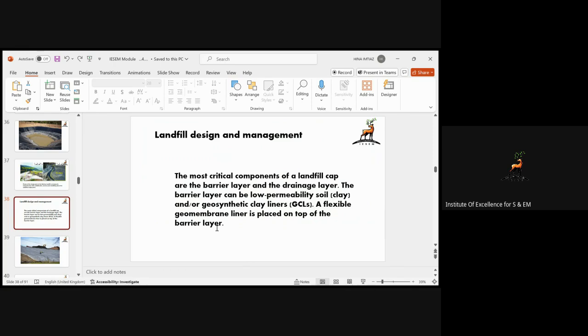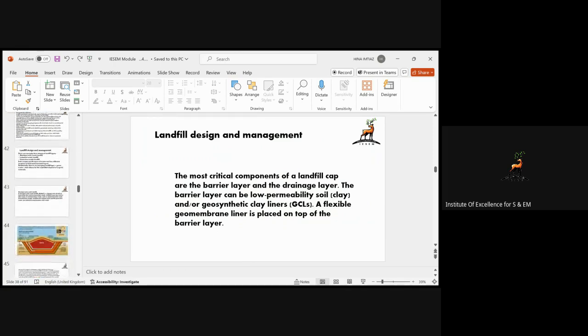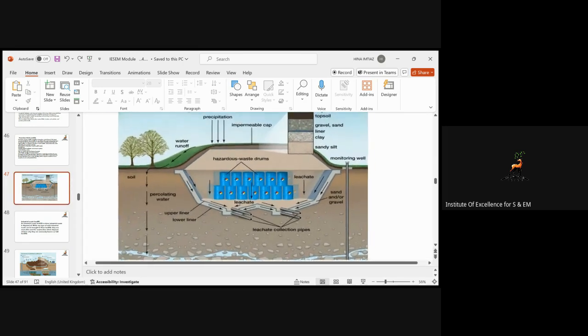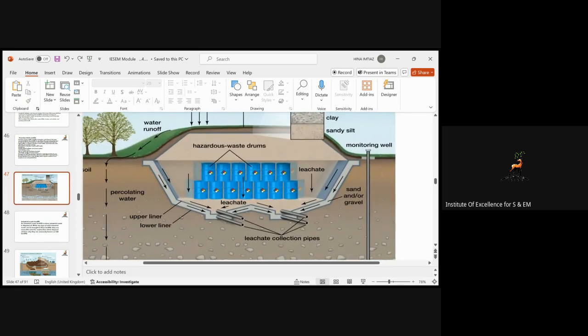The liner must be at the bottom of the landfill, and the capping must be at the top of the landfill. So a flexible geomembrane liner is placed on top of the barrier layers. Basically, if I show you this figure, you can see that they installed two liners in the hazardous waste dumping. So if you want to dump hazardous waste, then you will adopt such strategies, like installing the liner at the bottom of the landfill and at the top of the landfill.